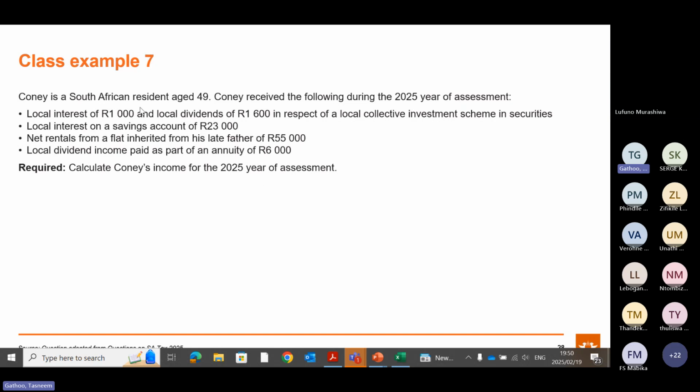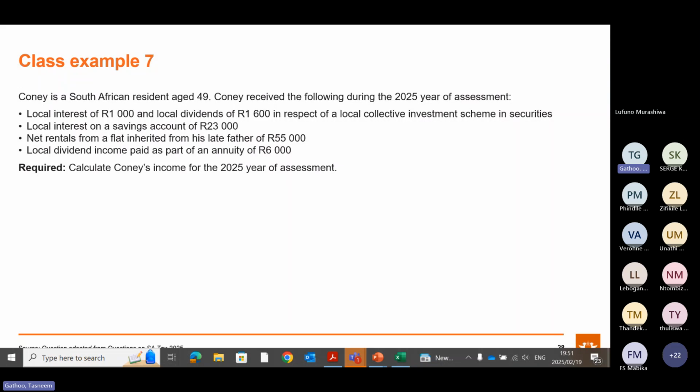So Coney is a South African resident, aged 49. Coney received the following during the 2025 year of assessment. He received local interest of 1,000 and local dividends of 1,600 in respect of a local collective investment scheme in securities. He also received local interest on a savings account of 23,000, and net rentals from a flat inherited from his late father of 55,000. This net is deemed to be his trade, but we'll speak about that.